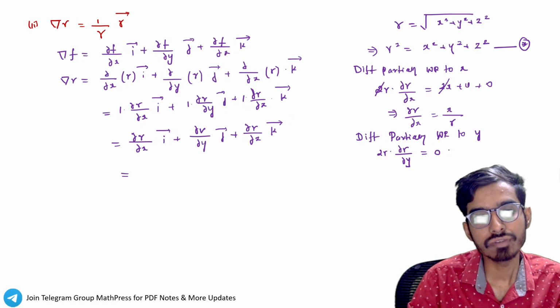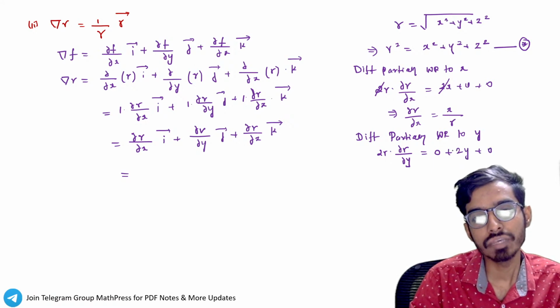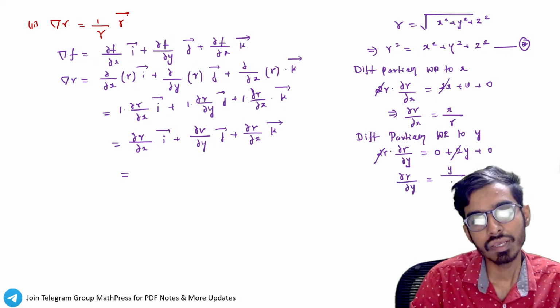So the derivative of x square is 0, y square will be 2y, this will be 0, this 2 will get cancelled. So that means dou r by dou y will be y by r.